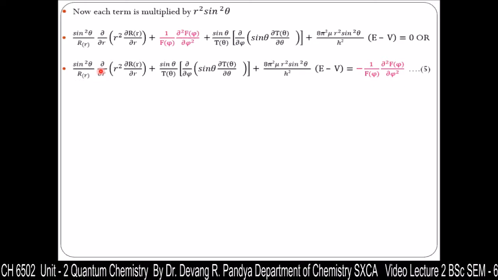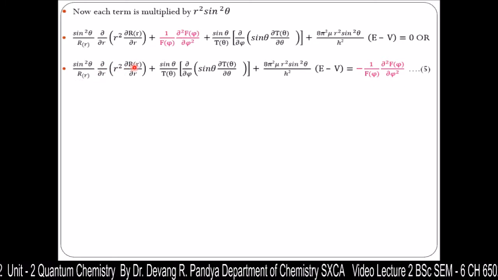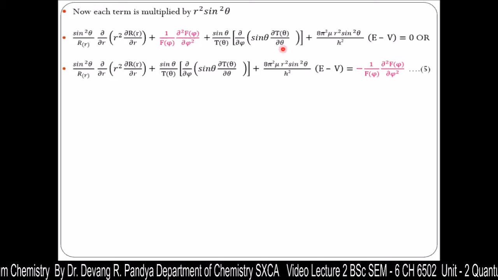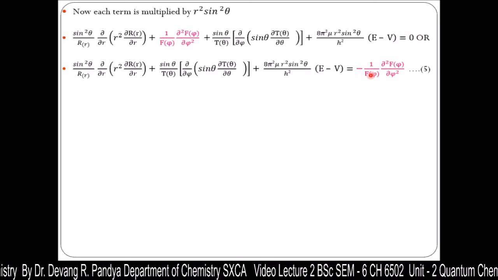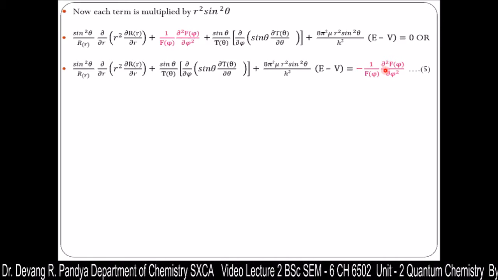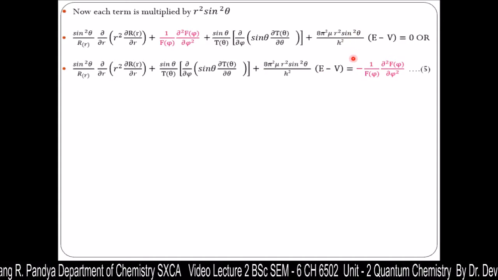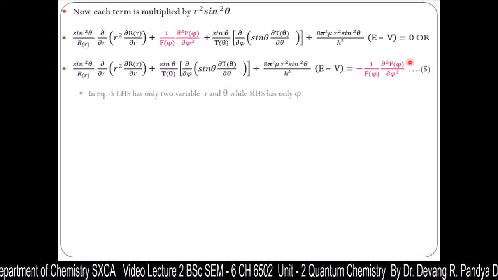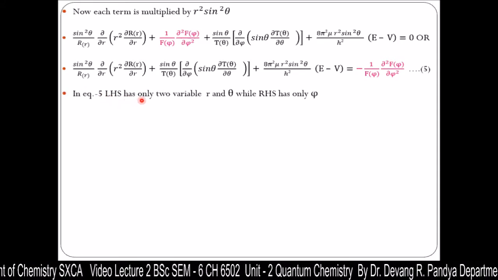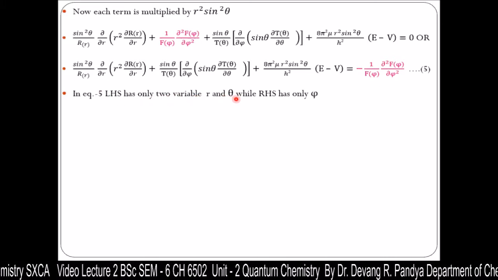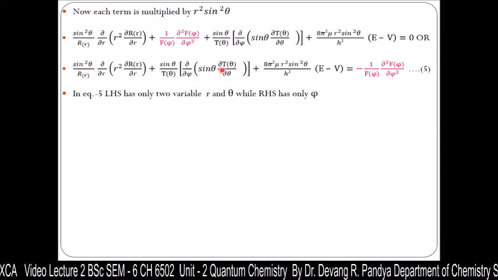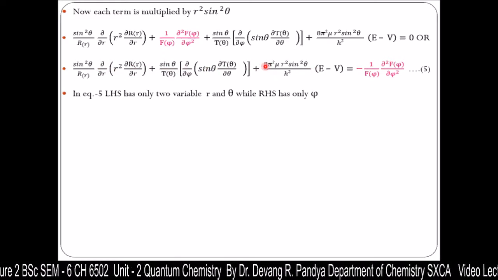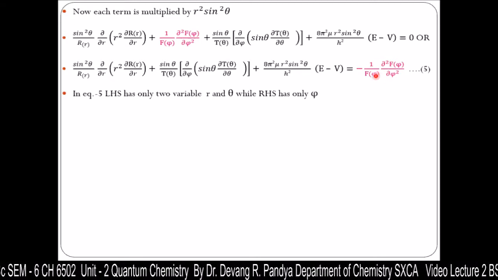This can be represented as sine square theta d by dr r square d by dr plus sine. This portion we kept this side, so the plus will convert to minus, and this phi based equation we kept this side. That is the only change between these two equations. That is equation number 5, where you can see the phi based equation we have kept this side. Now in equation 5, the left hand side has only two variables, r and theta, where the right hand side has phi. Here you can see this is the left hand side portion, and it contains r and theta variables, while this right side portion contains only the phi based equation.